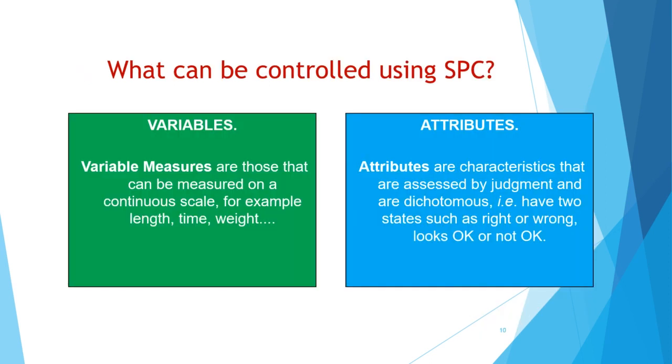What can be controlled using SPC? Variables, those that can be measured on a continuous scale. For example, length, time, weight, everything can be easily measured. But attributes can be assessed only by judgment, and these are dichotomous. That means only two states: either okay or not okay, either right or wrong, either true or false.